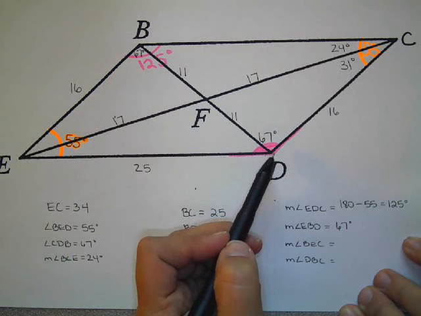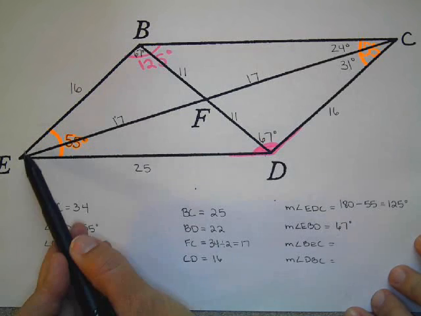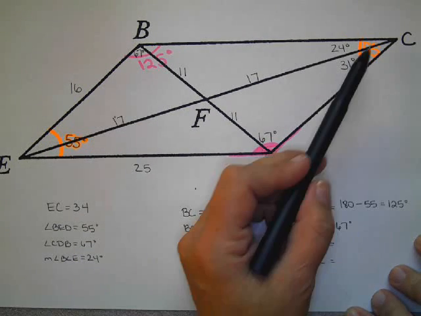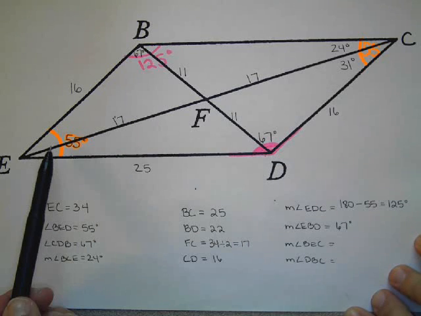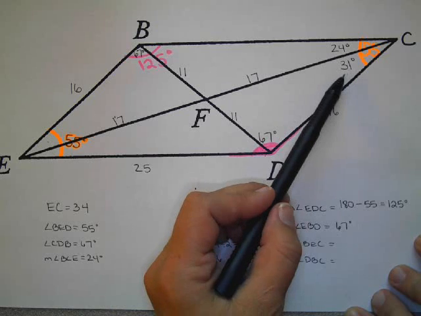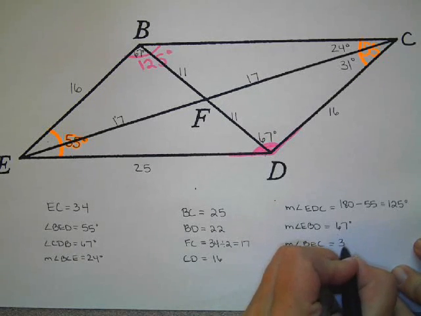And then we want angle BEC. Well, again, now we're looking at the two orange angles, which are related. So this angle here is alternate interior with this one. So angle BEC would be 31 degrees.